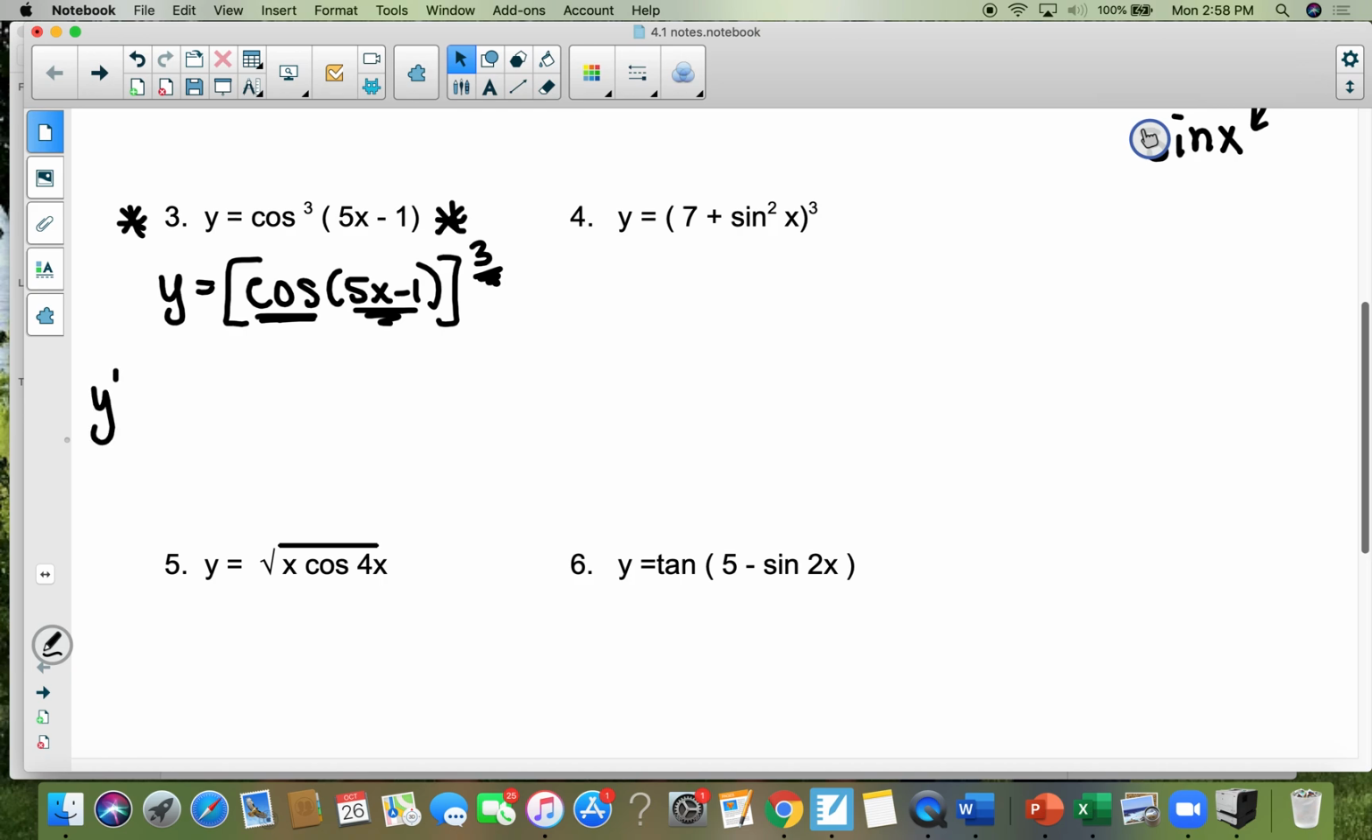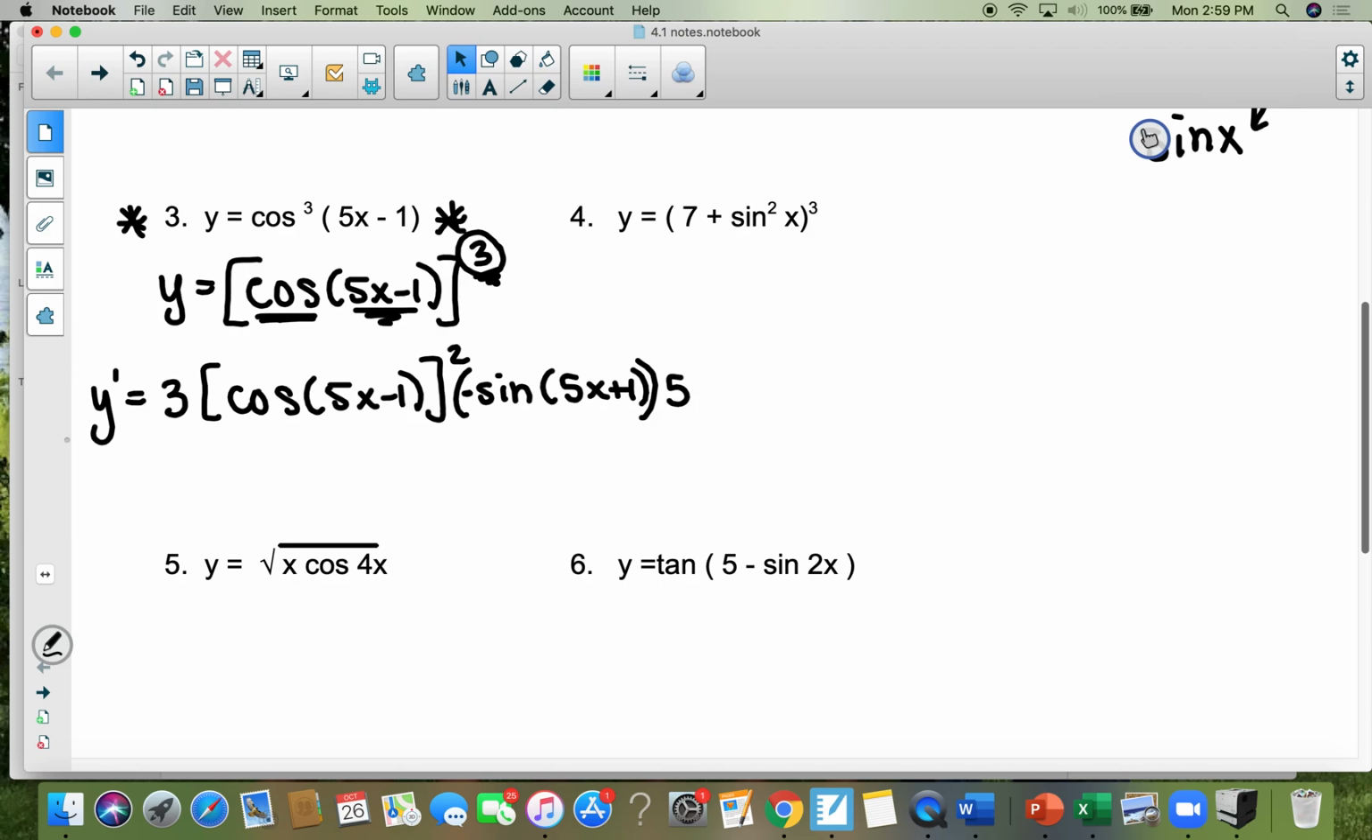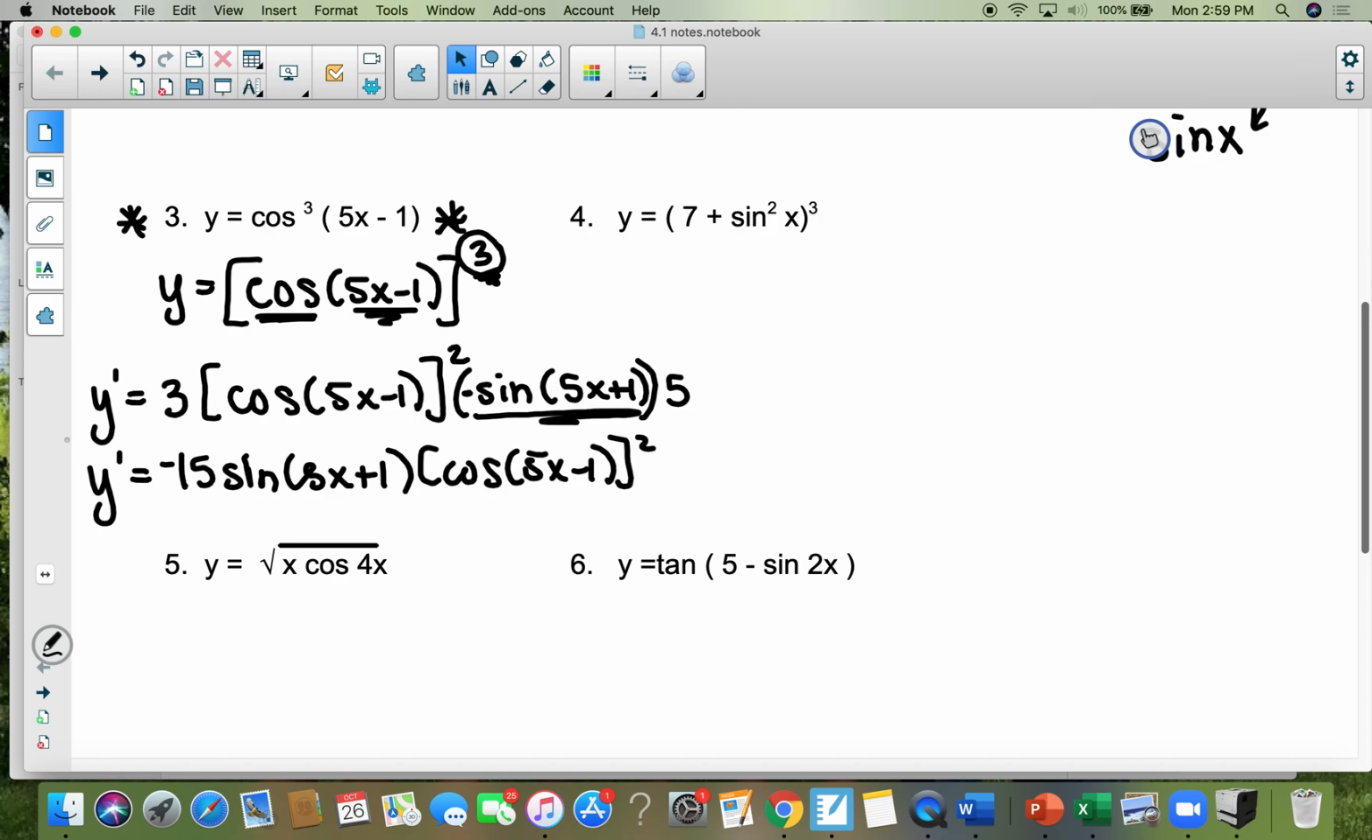So to find the derivative, you take the derivative of the outside part, which is the power 3. You leave the inside alone. That's why this changes to a 2, because I took the derivative of the outside part. Now I have to take the derivative of the inside part, and you take the derivative of cosine, which is a negative sine. Again, you leave the inside alone, and then you take the derivative of the inside. And usually all of this goes out in front. So the final answer is y prime equals negative 15 sine of 5x minus 1 times the cosine of 5x minus 1, all of that squared, and that's called a 3-linker.